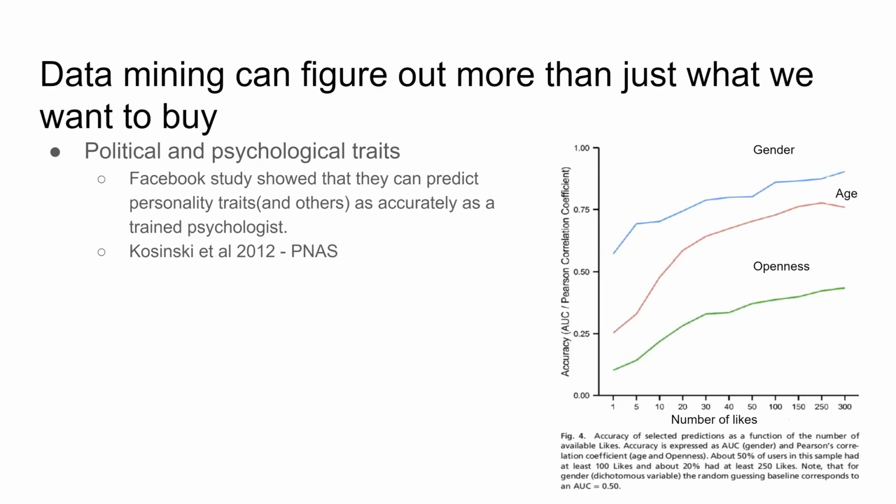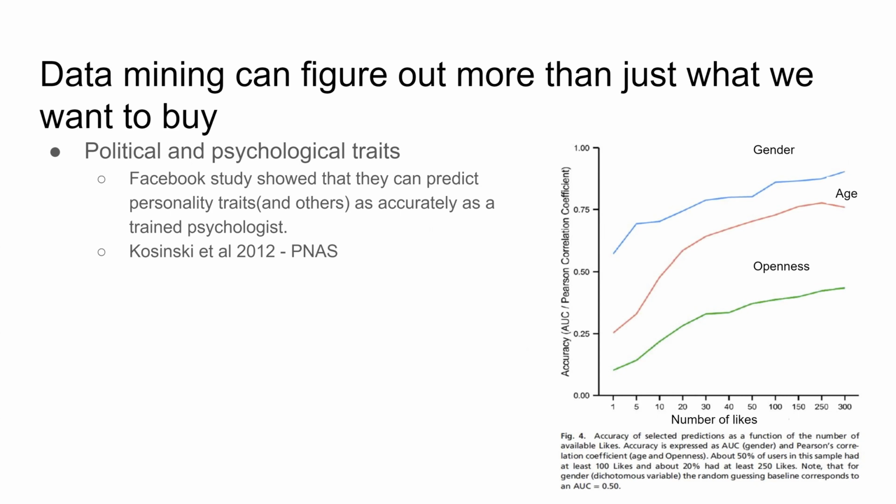I want to say that data mining can figure out more than just what we want to buy. It's easy to focus on that because that's where it's really exploding, but they can create a lot of other information, right? So you can get this solicited information. You have Amazon, where you're volunteering aspects of your life, you're saying what kind of car you have, all this sort of stuff.